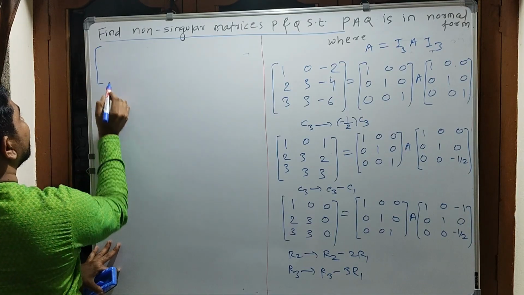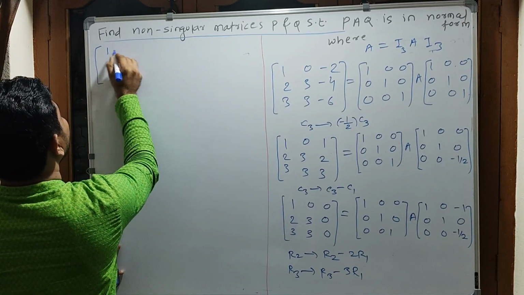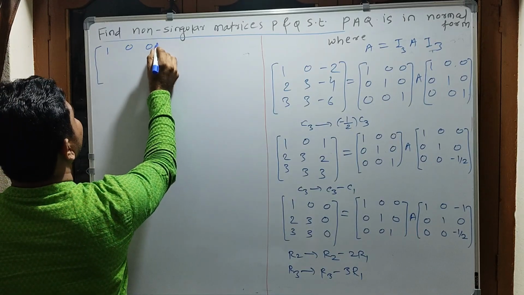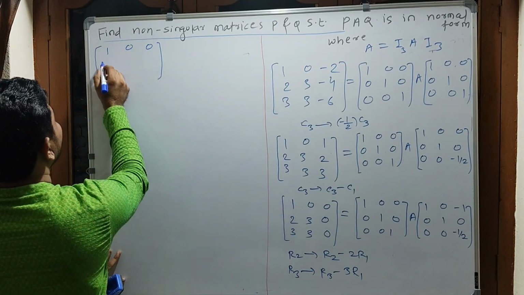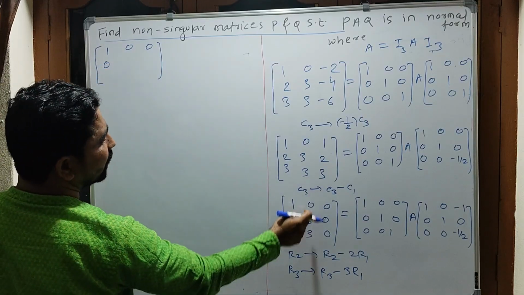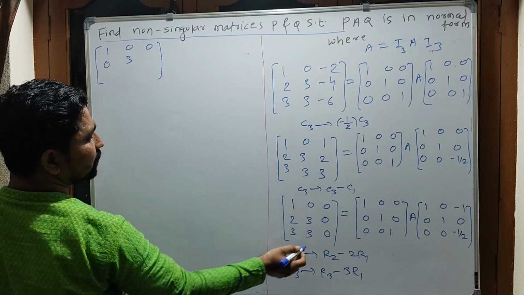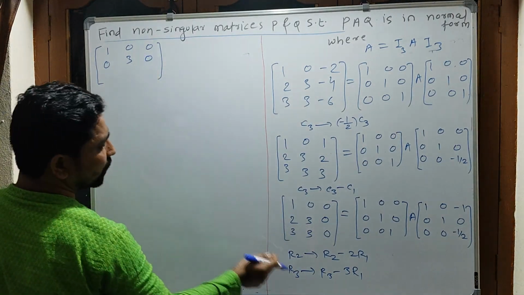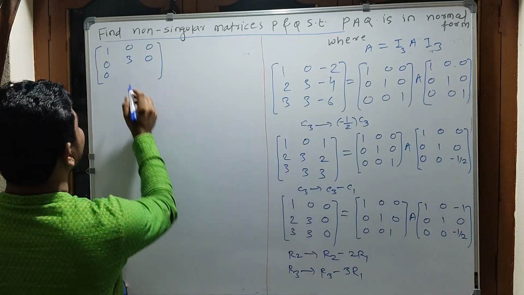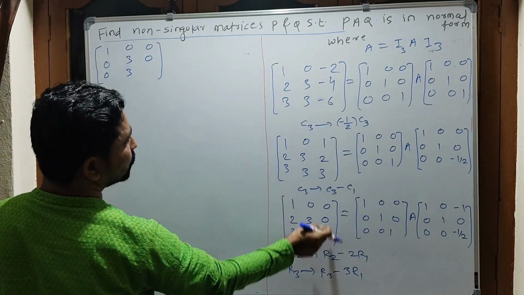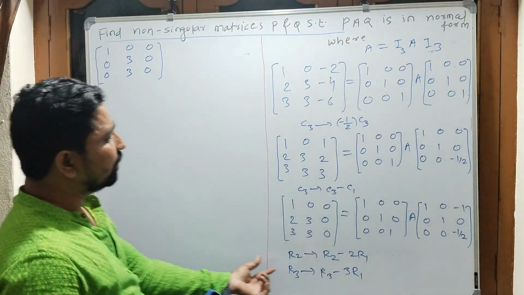I will write here: first row as it is 1 0 0. My second row: 2 minus 2 times 1 is 0, 3 minus 3 is 0, 0 minus 0 is 0. Here 3 minus 3 times 1 is 0, 3 minus 0 is 3, here 0 0 0. Now here I am applying the elementary row operation.